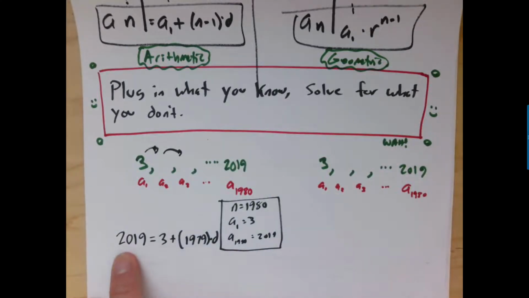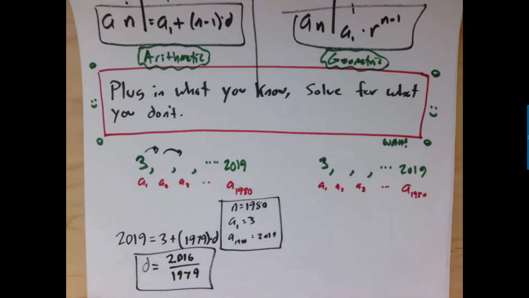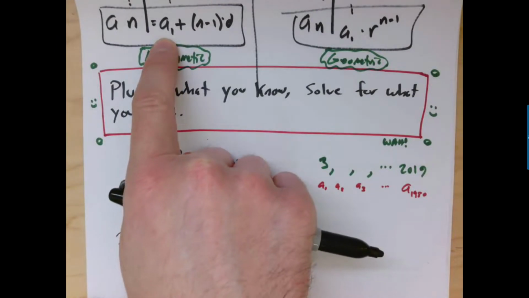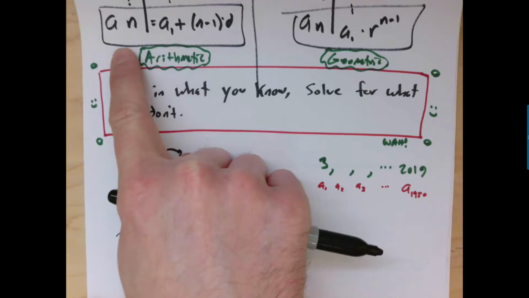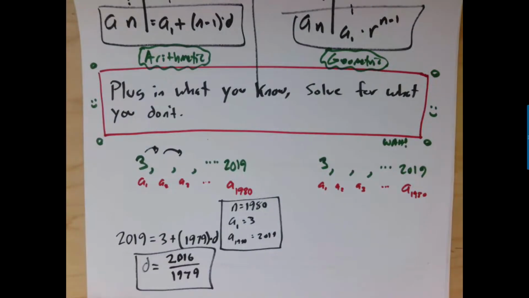I'll subtract 3, 2016. Do you guys remember 2016? Yeah. And then divide by 1979, and so d equals 2016 over 1979. And that seems like a perfectly okay form for the answer. And then if I wanted to know what's the 100th term, well great, you've just solved for d, you know what your initial term is, so now your new n is 100, and you're trying to solve for a sub 100. But you know this, and you know this, and you know that, and so you can just plug and chug. For the geometric example, it's very much the same.